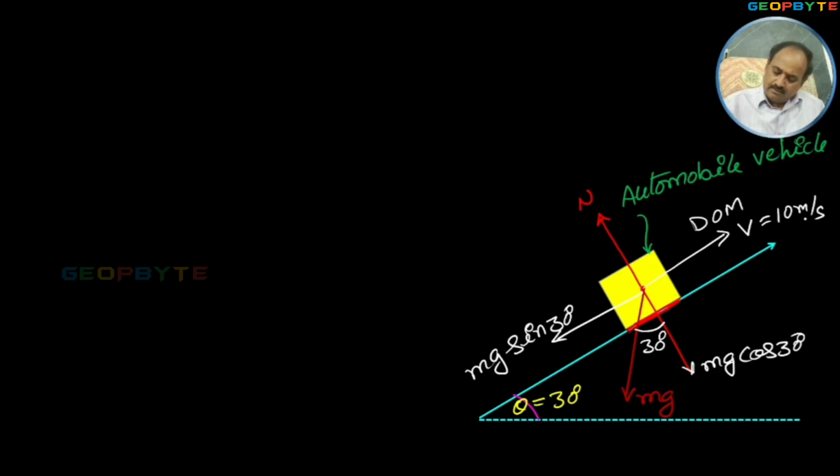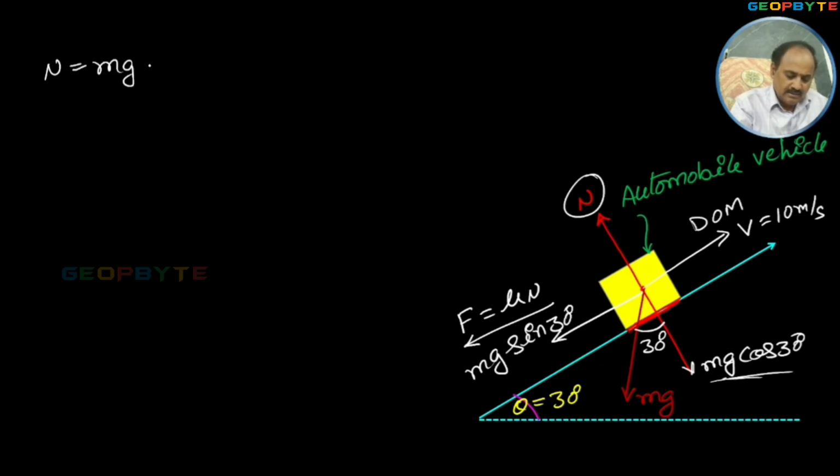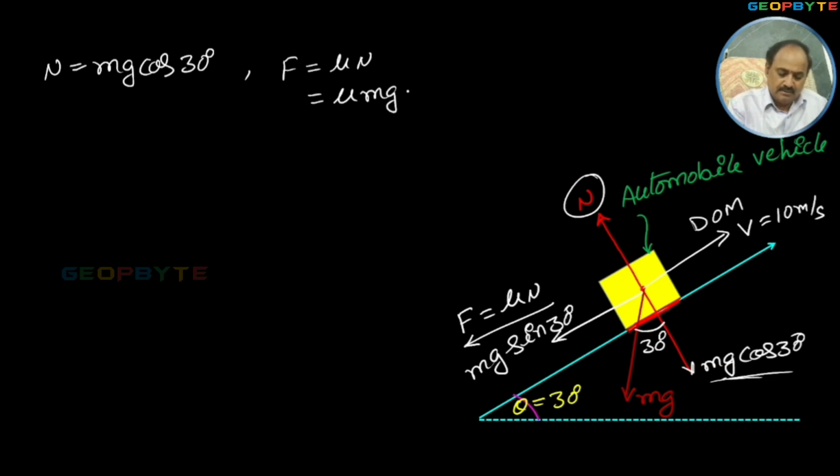Since the vehicle is moving upwards, the frictional force is acting opposite to the direction of motion. F equal to mu into N. But what is N? Look at the N value. This N must be balanced by mg cos 30 degrees. Okay. Then what is the frictional force? Frictional force F equal to mu N. In place of N, I can write mu into mg cos 30.